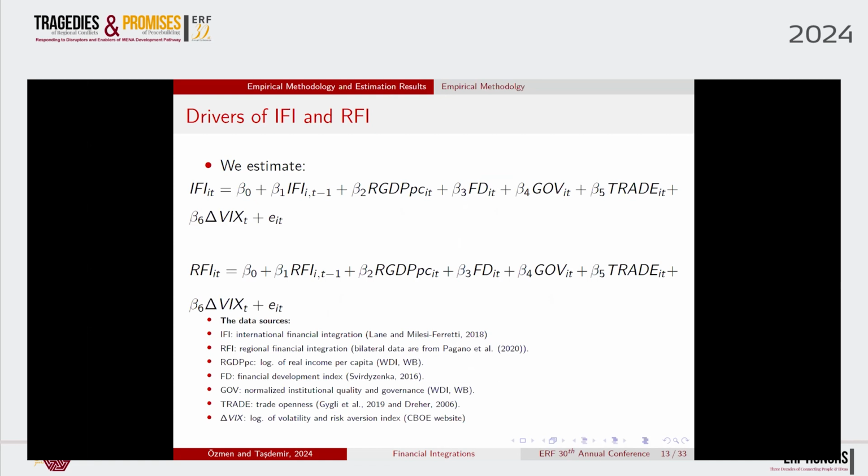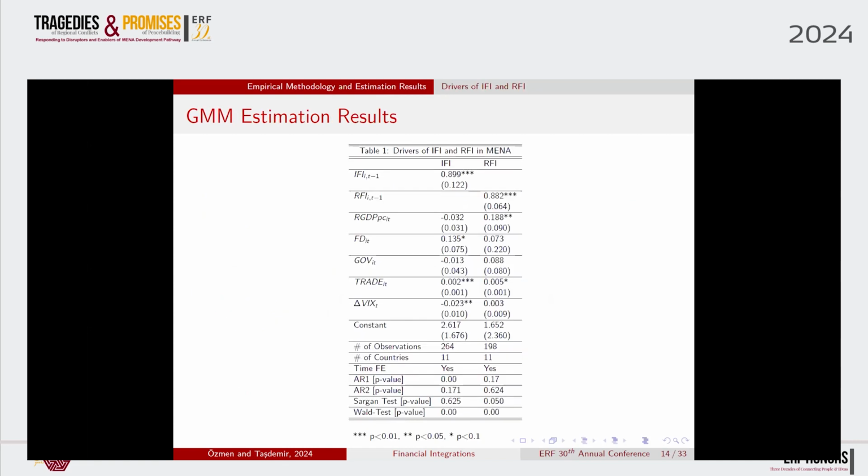Because of the endogeneity concerns, we estimate these equations by system GMM method. In our estimations, we maintain that global financial conditions proxied by delta VIX is a strictly exogenous variable, while the rest of the variables are potentially endogenous. We estimate these equations for 11 MENA economies during the 1996 to 2020 period. These are the system GMM estimation results.